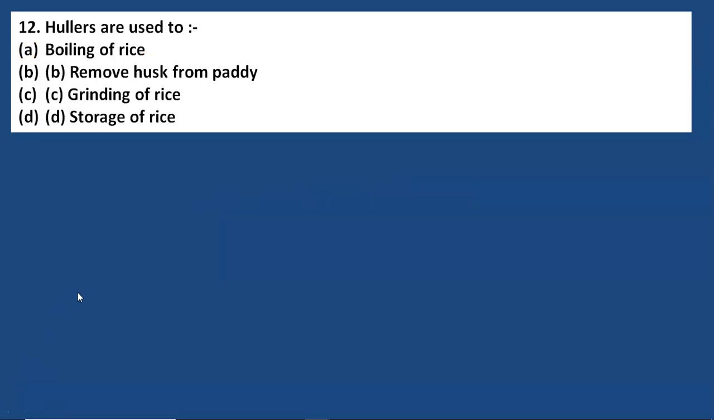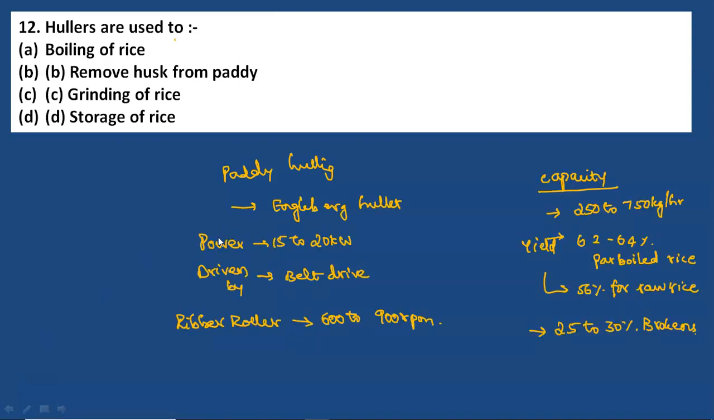So next question. Hullers are used to. So actually, these hullers are used in India. It is common for paddy hulling. Okay, the commonly used machine is the Engelberg huller. So this huller is used to remove the husk from paddy. Okay, option B is the correct answer.